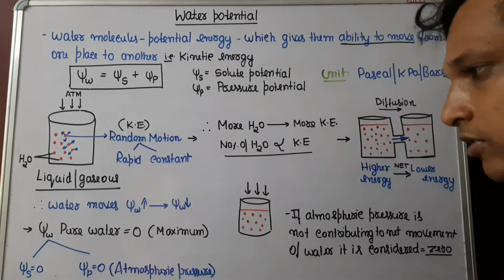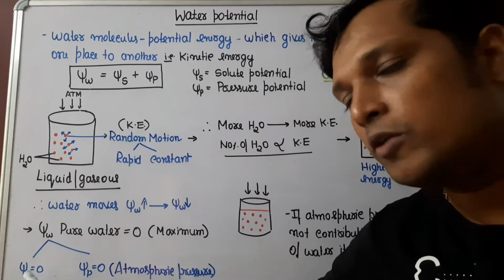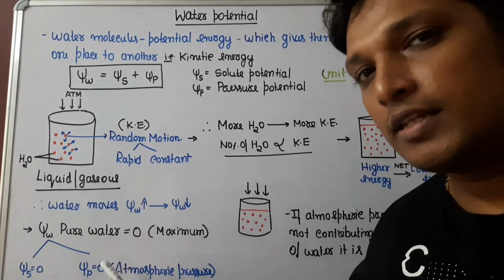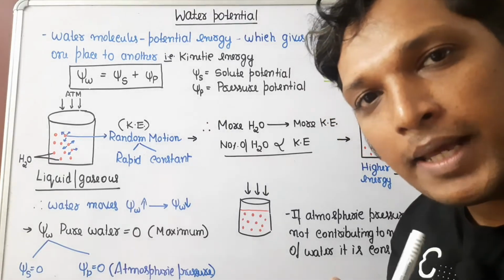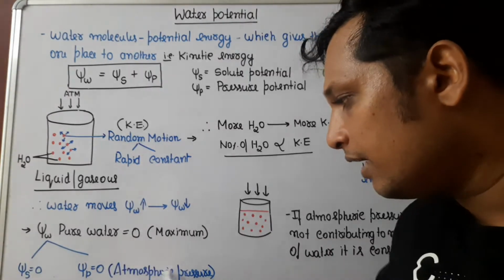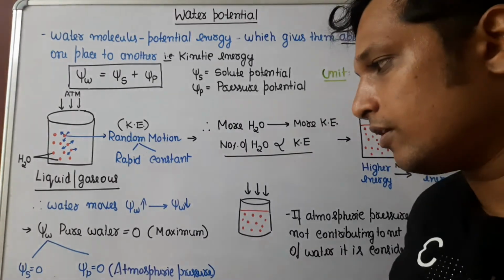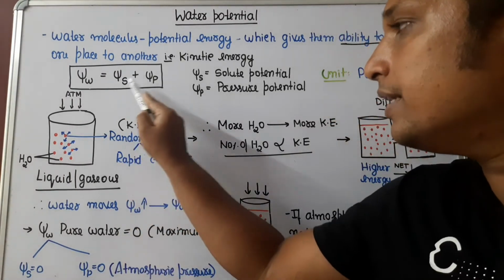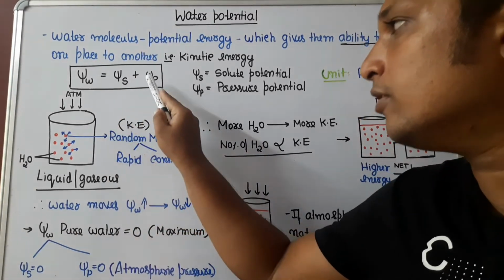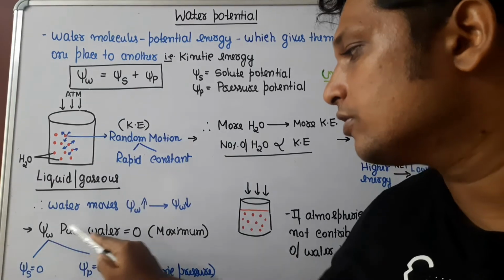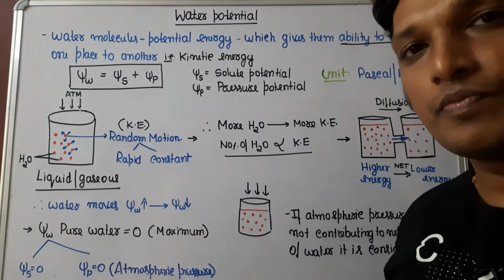as 0. So pure water, when it is kept in a beaker, has no solute, hence solute potential is 0. There is just the atmospheric pressure; we are not applying any external pressure. With atmospheric pressure, pressure potential is also 0. Since both components of water potential are 0, psi s is 0 and psi p is 0, so psi w is also 0. That's why the water potential of pure water is 0.